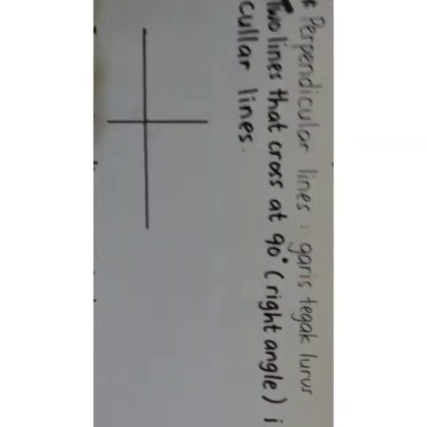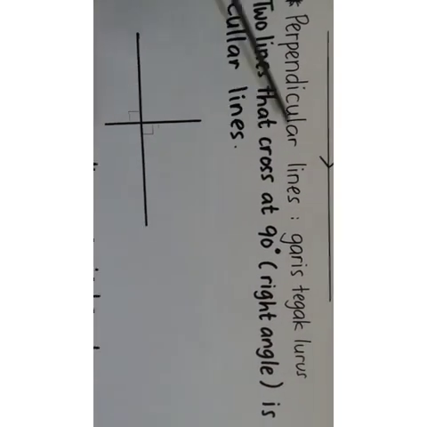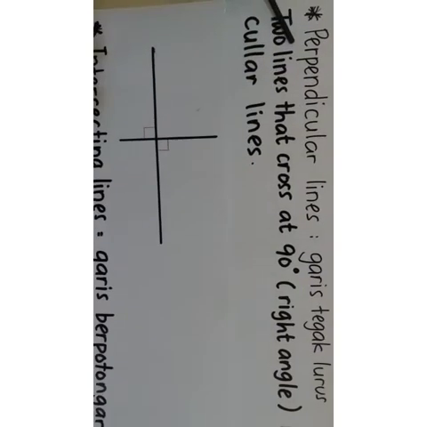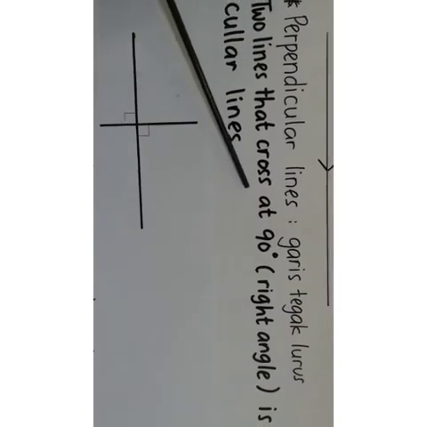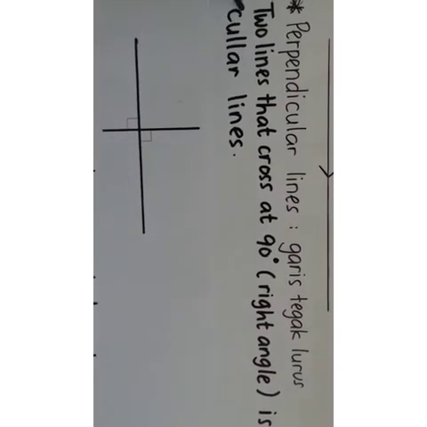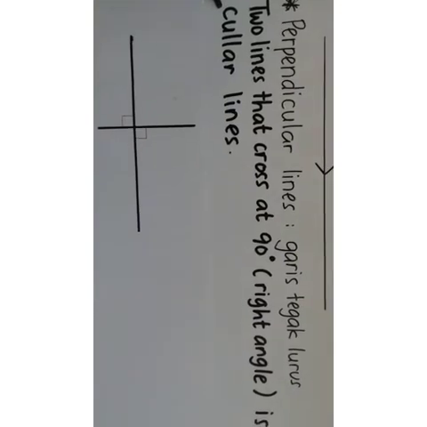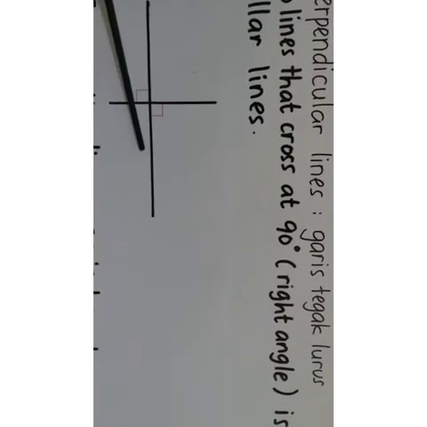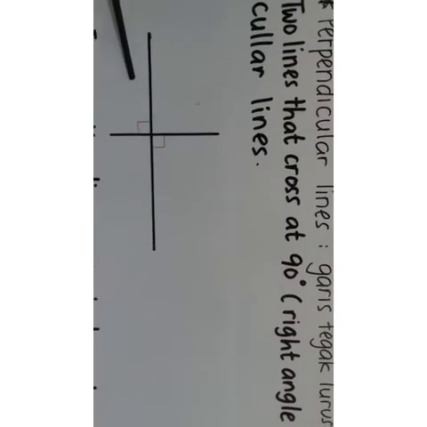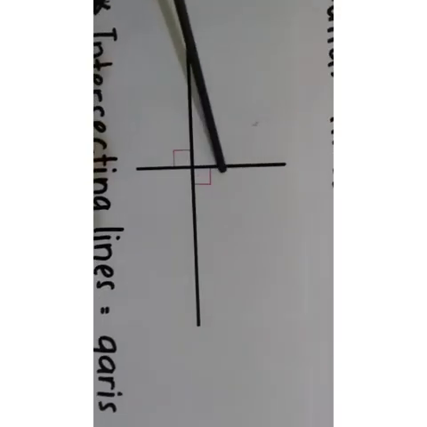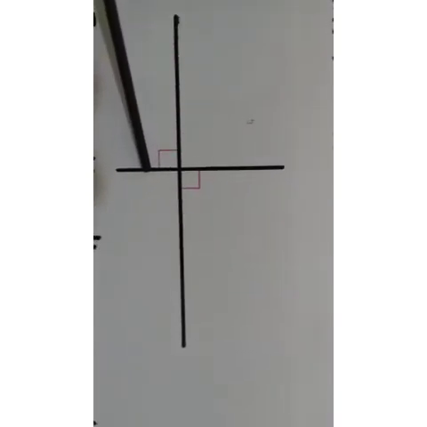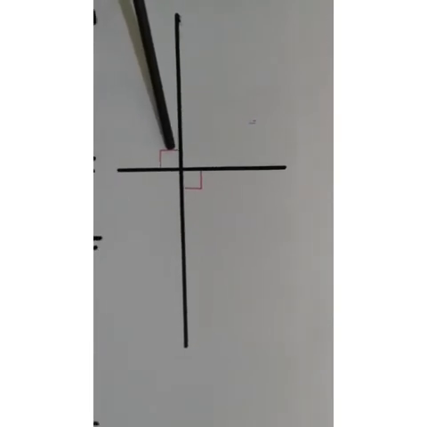Next, perpendicular lines. It means garis tegak lurus. If two lines cross at 90 degrees or make a right angle, you call it perpendicular lines. Look at the picture here. These are two lines that cross at 90 degrees. Still remember, this is 90 degrees or a right angle. So you call it perpendicular lines.